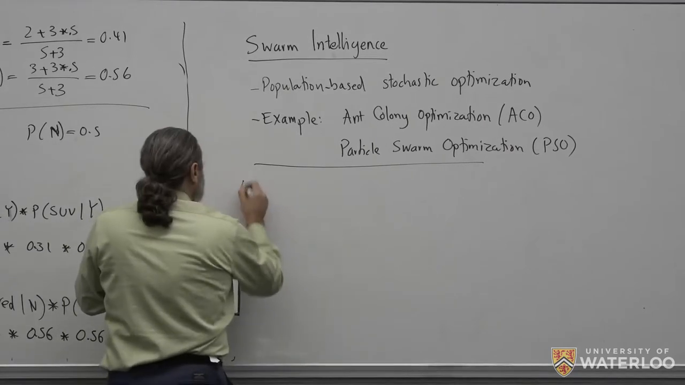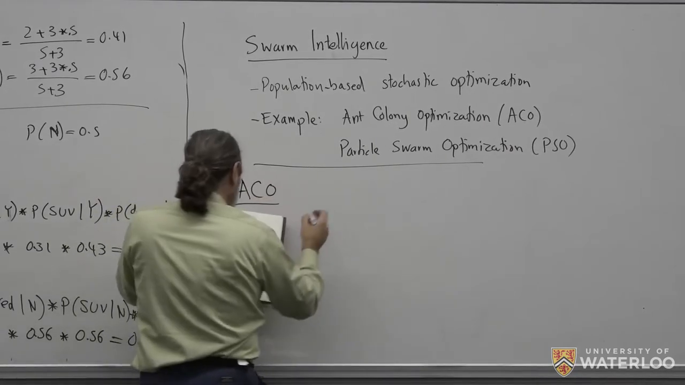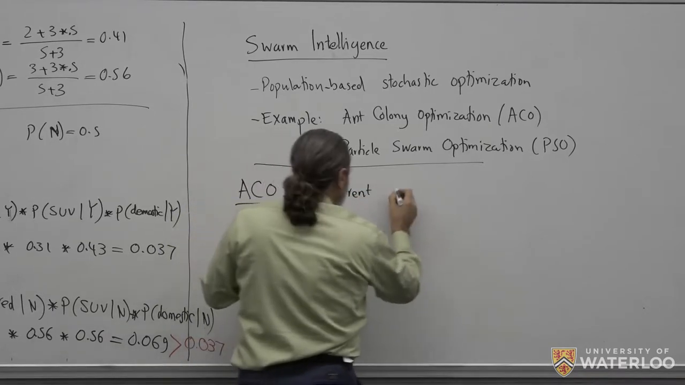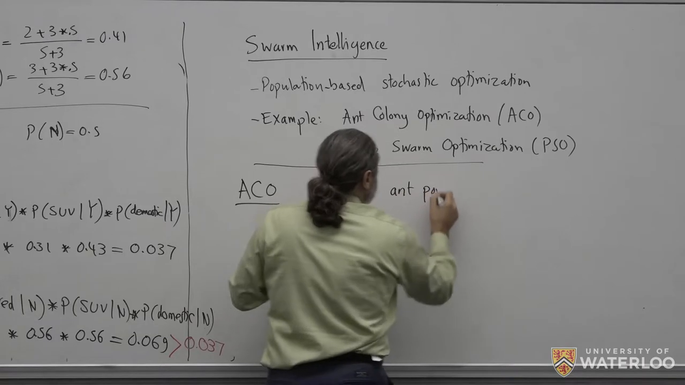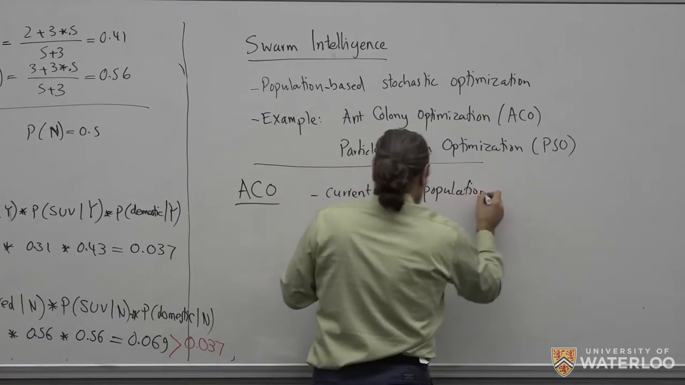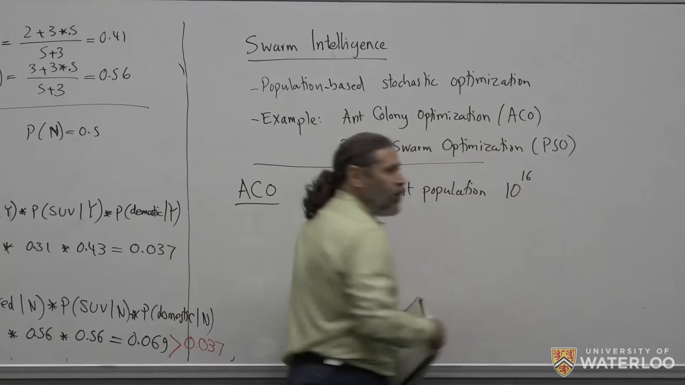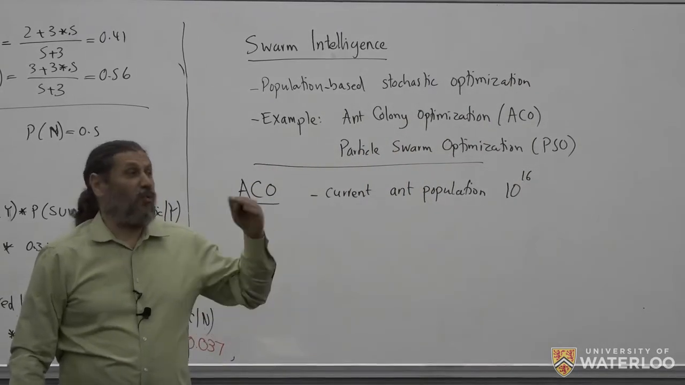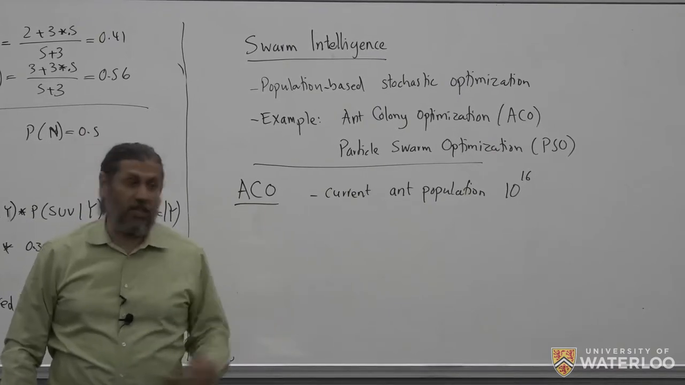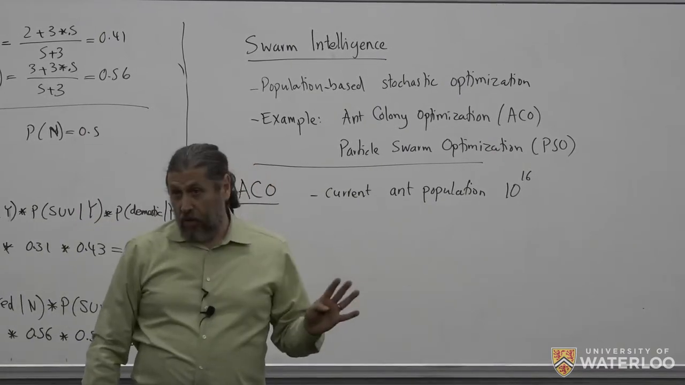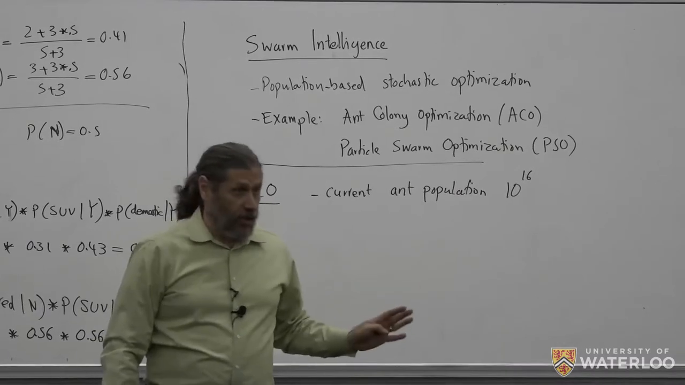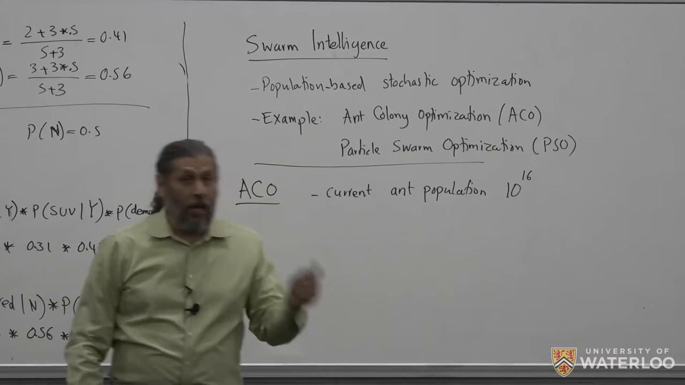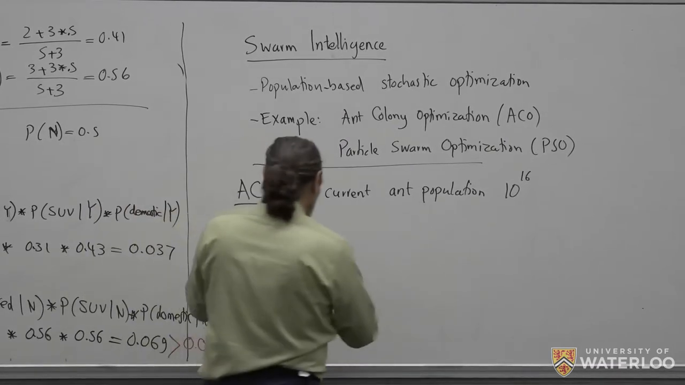So the ACO, for example, was inspired by ants. The current ant population is around 10 to 16. I have no idea who has counted them, but 10 to 16. Ants are one of the most successful species on the planet. They are, evolutionarily speaking, stronger than dinosaurs. They survived. They are tiny. They don't need much. But most importantly, they act together.